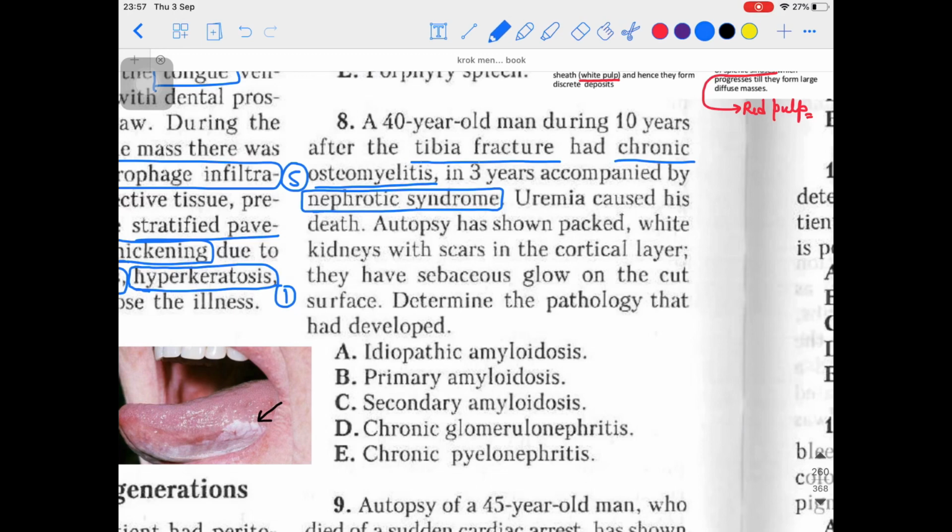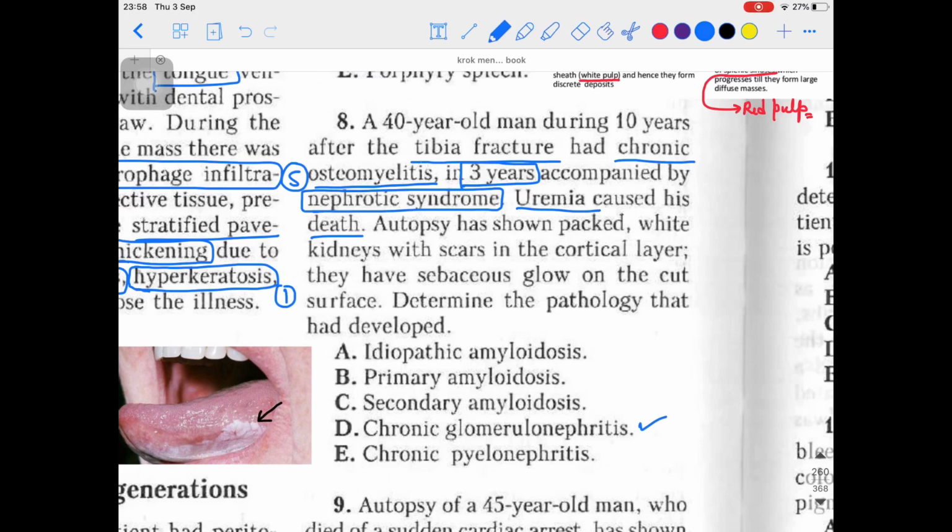Look, we have the anxiety, or you can say the excitement, to mark the answer as glomerulonephritis if you are talking about the nephrotic or nephritic syndrome directly, right? Over here they have mentioned the nephrotic syndrome, and also the uremia. Uremia caused his death, so glomerulonephritis is given in the option, and moreover they are saying in 3 years accompanied by the nephrotic syndrome, definitely you can say this is a chronic condition, and you may mark the answer as chronic glomerulonephritis. But remember, that will be wrong.